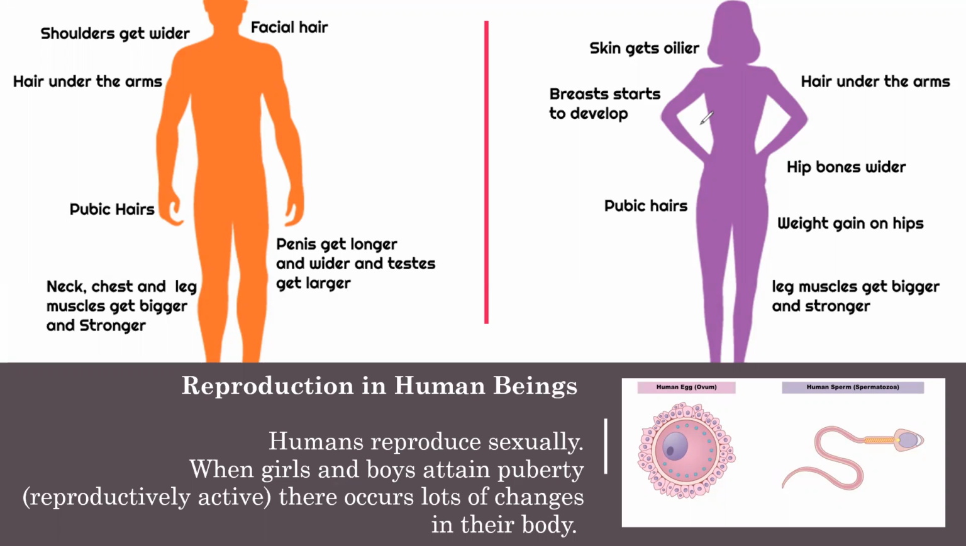These changes are common between males and females, but the uncommon changes are widening of shoulders in boys, facial hair growth, change of voice, and development of Adam's apple in the neck. On the other hand, females show breast development and change in the structure of the body, like hip bones becoming wider and weight gain in the hip region.